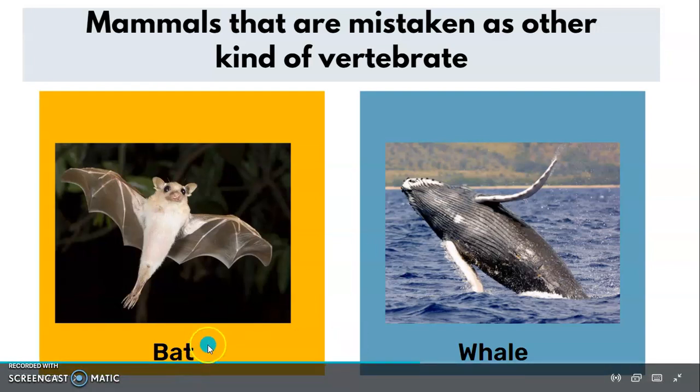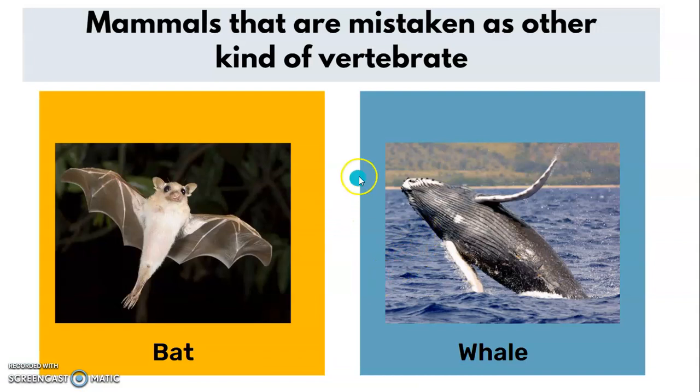Halimbawa na lang ay ang bat, ang paniki. Madalas silang mapagkamalang ibon, pero hindi sila ibon. Another one is the whale or balyena. Madalas sila mapagkamalang isda, pero hindi sila isda. Mammal sila. Bakit? Kasi meron silang mammary gland at nagpuproduce sila ng milk at nagpapadede ng kanilang mga anak.